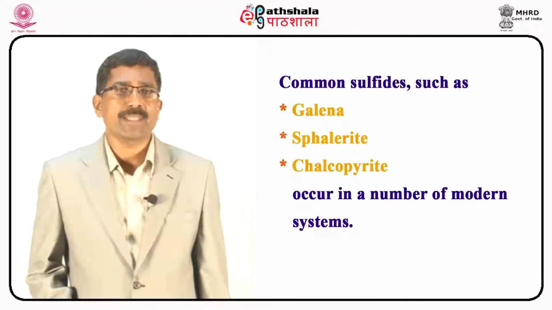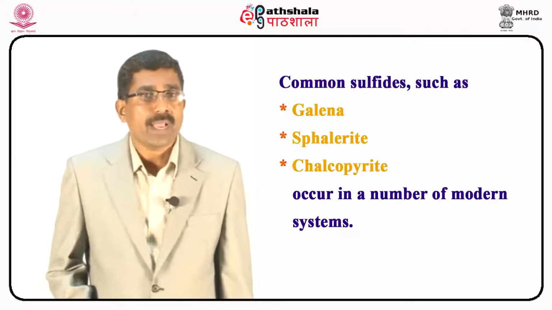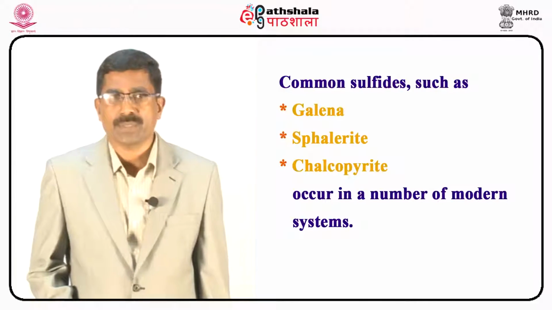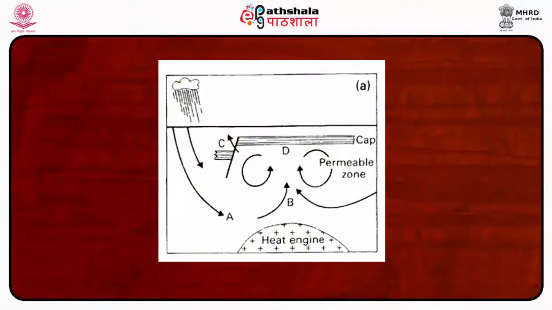This may be altered by the solution to mineral assemblages identical with those found in some wall rock alteration zones associated with ore bodies. Common sulfides such as galena, sphalerite, chalcopyrite occur in a number of modern systems, for example the Salton Sea. The principal features of a geothermal system are shown in figure 6a.